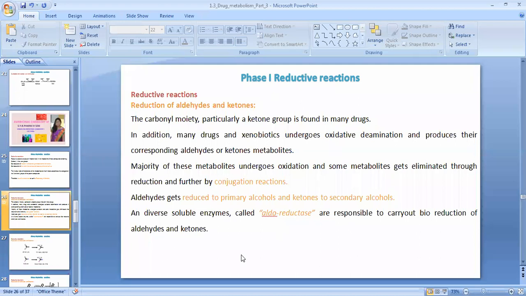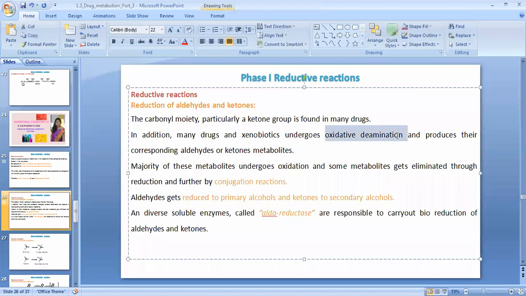Including this, many drugs and their xenobiotics. Xenobiotics means the active metabolite of that drug molecule undergoes oxidative deamination and produces the corresponding aldehyde and ketone. So these metabolites undergo oxidation, and some metabolites are eliminated through reductive reactions.